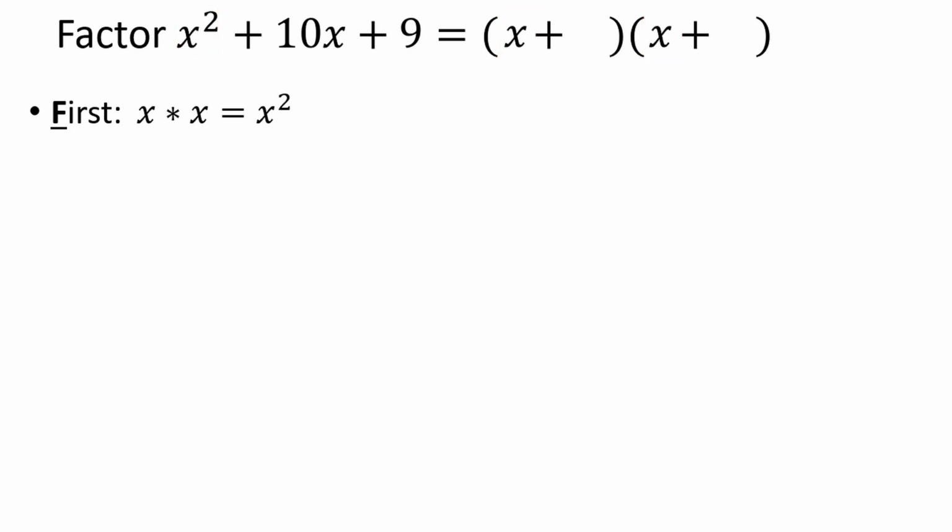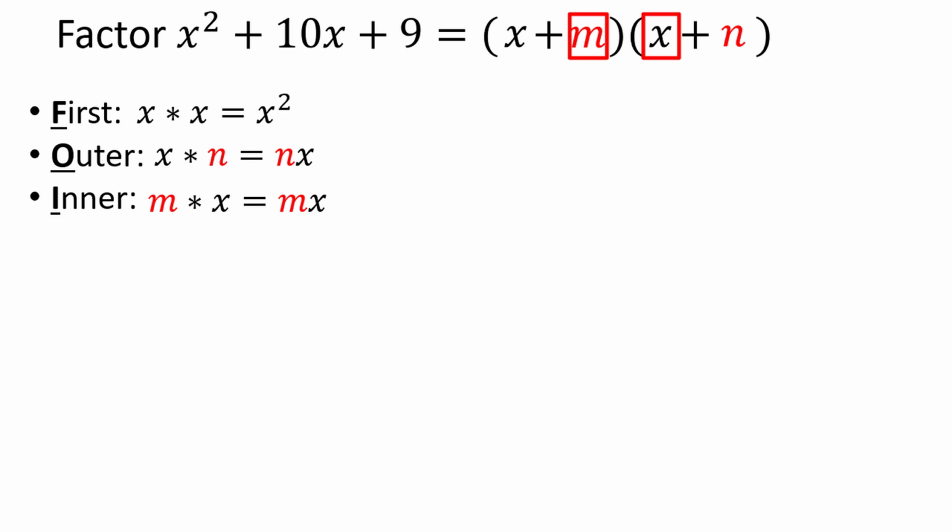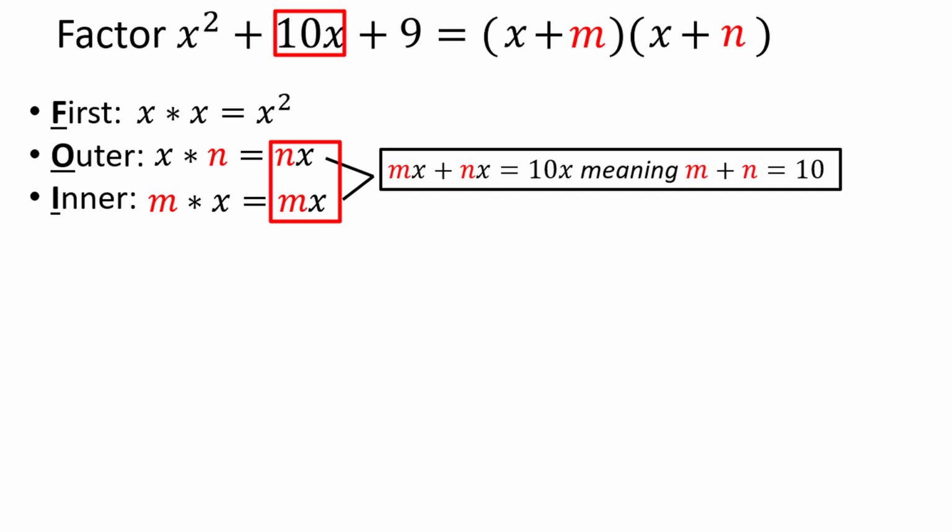The other two numbers are a bit more difficult to come up with. Let's call these two numbers m and n. Let's think about the O, or outer, of FOIL, which would multiply these two terms, the x and the n. When multiplied, these will make nx. Let's think of the I, or inner, of FOIL, which would multiply these two terms, the m and the other x. Together, these will make mx. We notice that both our outer and inner multiplications have the variable x, and our original expression contains 10x. That means that mx plus nx must equal 10x, and that m and n together must add to 10.